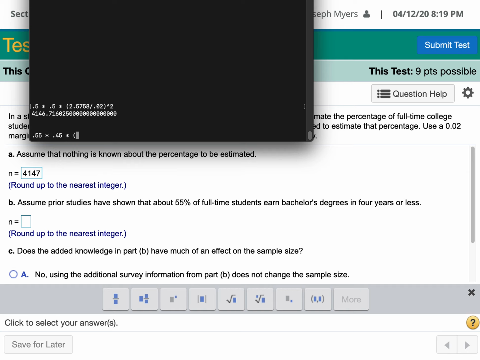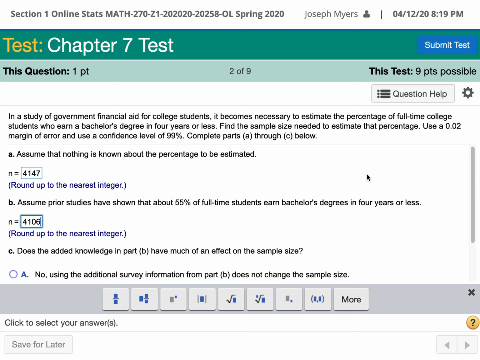And then it says, does the added knowledge in part B have much of an effect on the sample size? Well, it's made it a tiny bit smaller. Does it have much of an effect? So I would say no, using the survey information only slightly reduces the sample size. Okay, so no, it only slightly reduces the sample size.